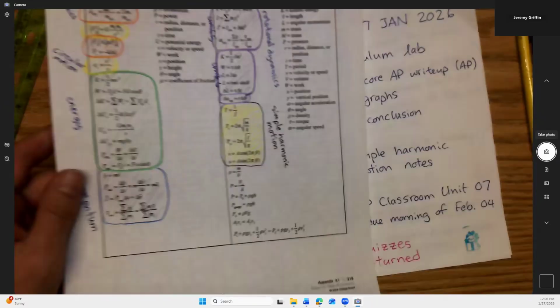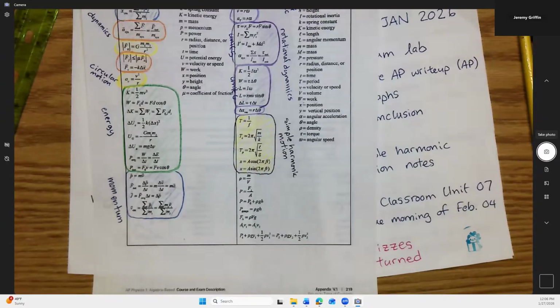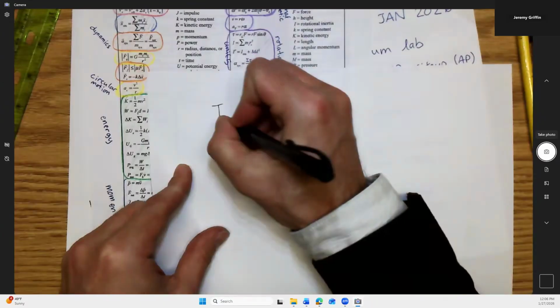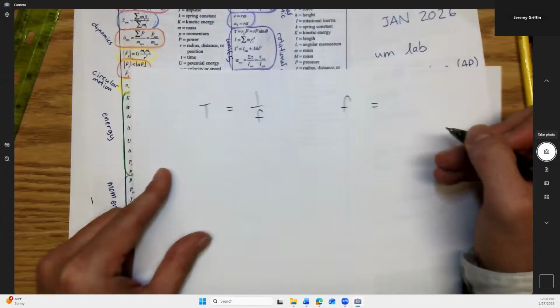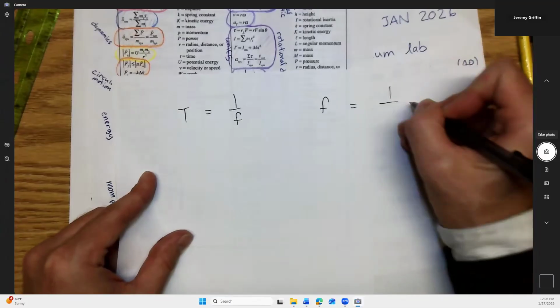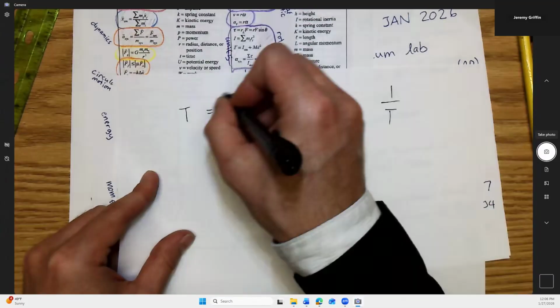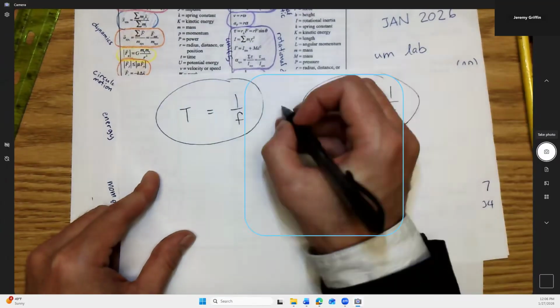So it turns out that time period and frequency are just reciprocals of each other. Guys, if time period is 1 over the frequency, then what do you think frequency is in terms of time period? Yeah, also 1 over T. So if this is true, this is true. These are reciprocals of each other, aren't they?